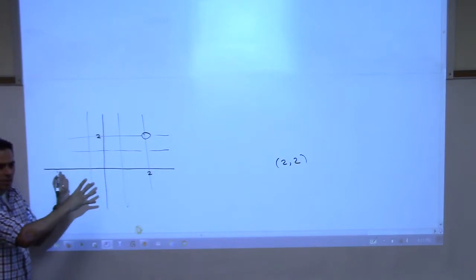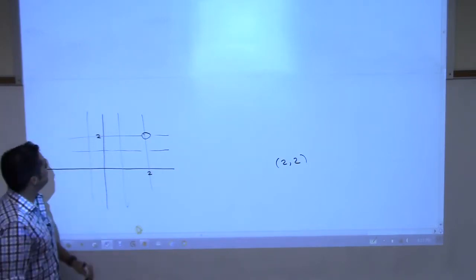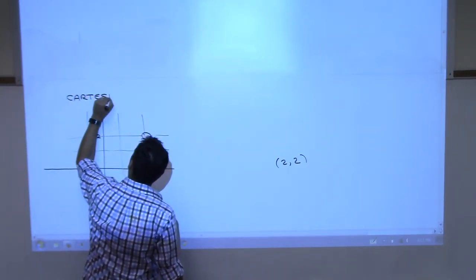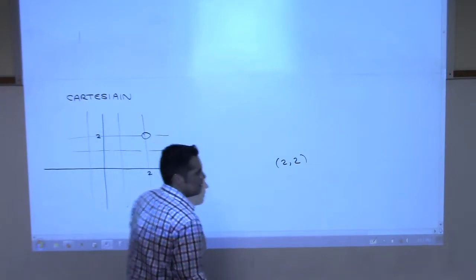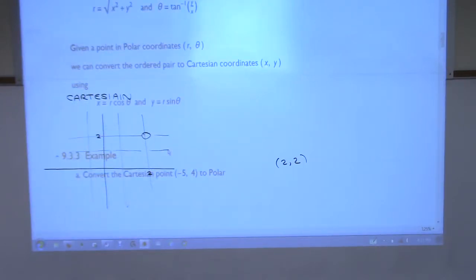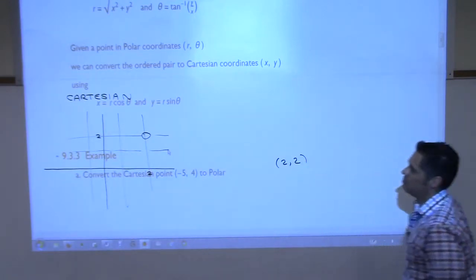This is called the Cartesian coordinate system. I think that's it. I want to say my spelling's off there. Let me see. What did I do here? Oh, I put too many I's. Oops. Cartesian.